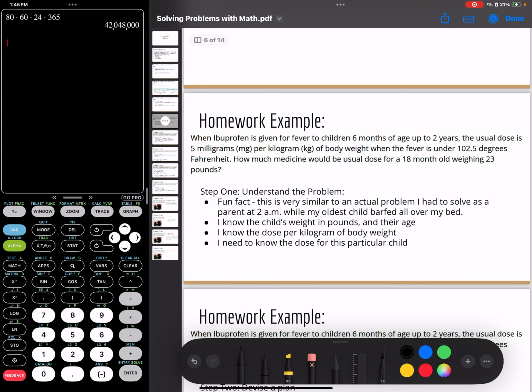Here's an example from the homework that I'm going to walk you through. I really like this example and I'll tell you why. This is very similar to an actual problem I had to solve. Okay, so let me read the example. When ibuprofen is given for fever to children 6 months of age up to 2 years, the usual dose is 5 milligrams per kilogram of body weight when the fever is under 102.5 degrees Fahrenheit. So how much medicine would be the usual dose for an 18-month-old weighing 23 pounds?